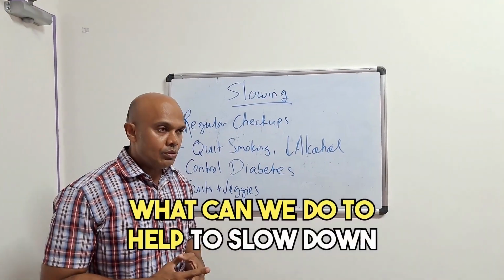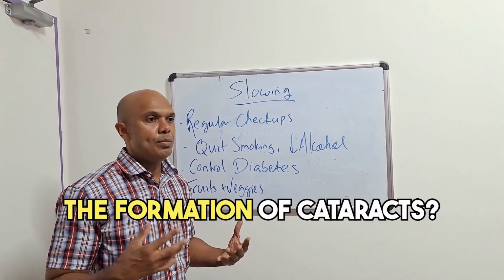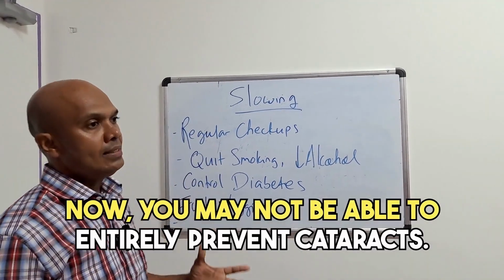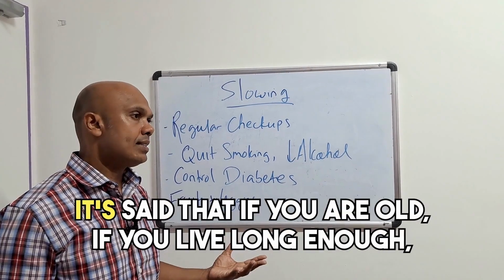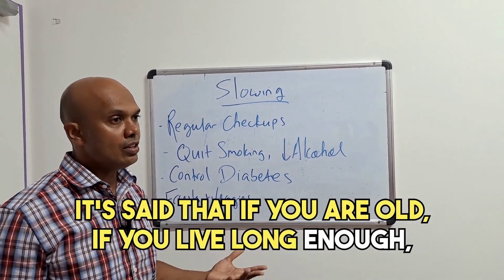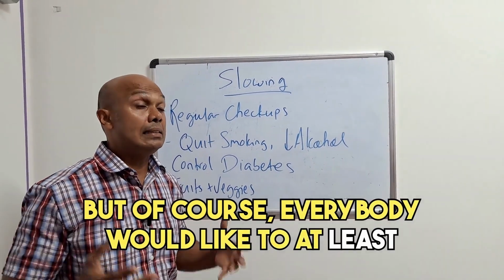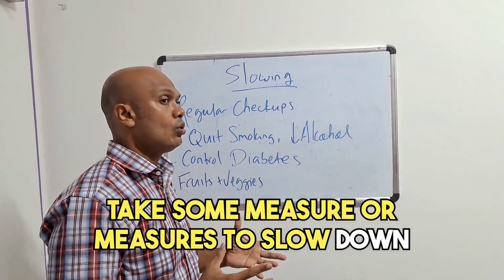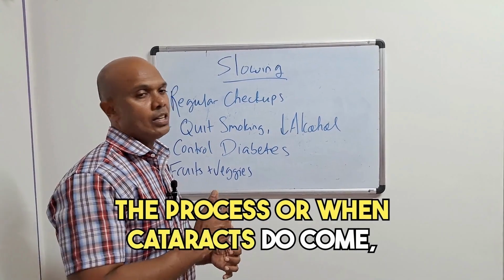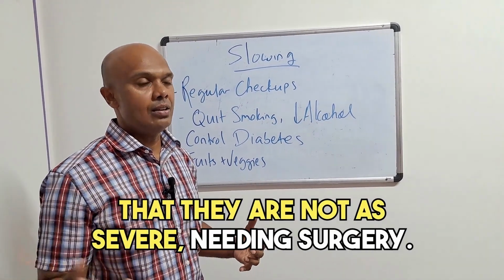What can we do to help slow down the formation of cataracts? Now, you may not be able to entirely prevent cataracts. It's said that if you live long enough, you will eventually develop cataracts. But of course, everybody would like to at least take some measures to slow down the process, so that when cataracts do come, they're not as severe, needing surgery.